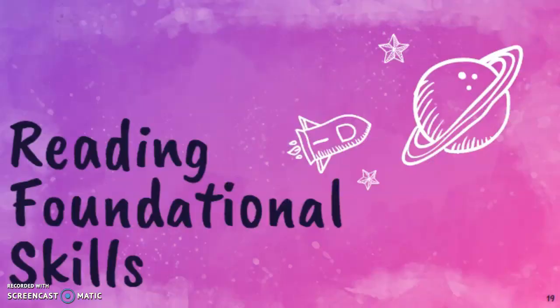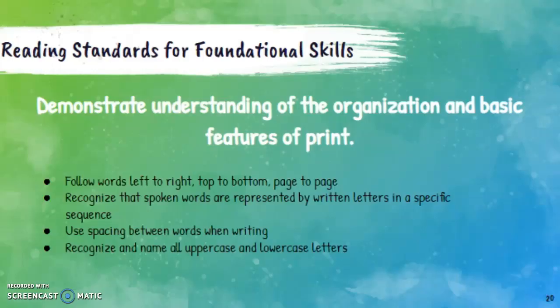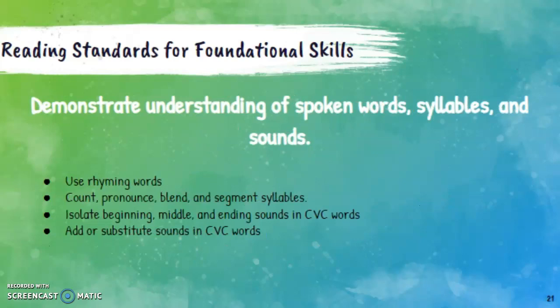Reading foundational skills. Demonstrate understanding of the organization and basic features of print. Your child will learn the correct way to read a book. We will follow words from left to right, top to bottom, and page to page. Your child will understand that the words that we speak are represented by letters in a specific sequence to make a word. We're going to use finger spacing between words when we write, and we're going to recognize and name all uppercase and lowercase letters.